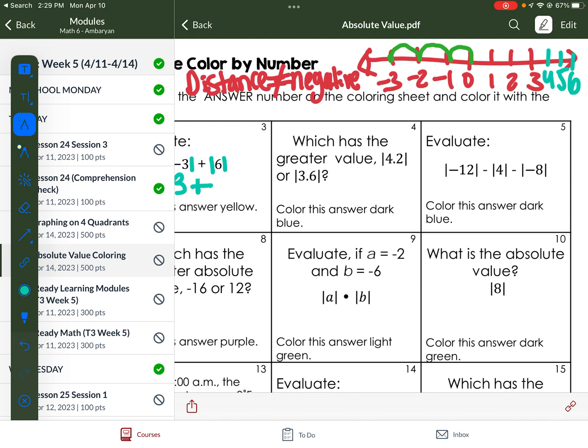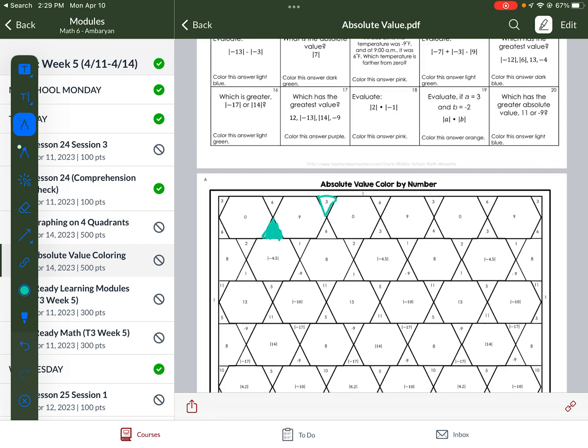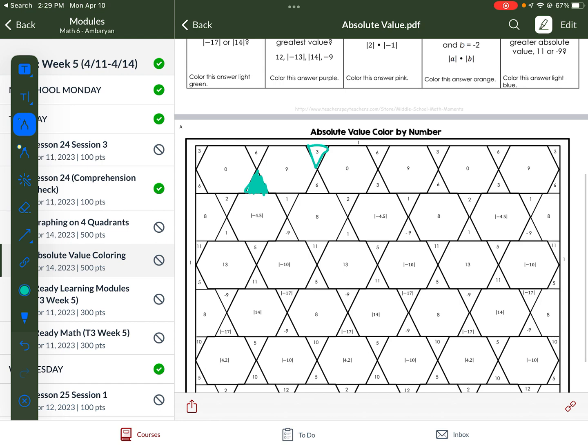Think to myself, how far away is 6 from 0? 1, 2, 3, 4, 5. It is 6 spots away. So I have 3 plus 6 now, which would be 9 for my answer, which I should be able to find down here, which I can. So I would color it in yellow.